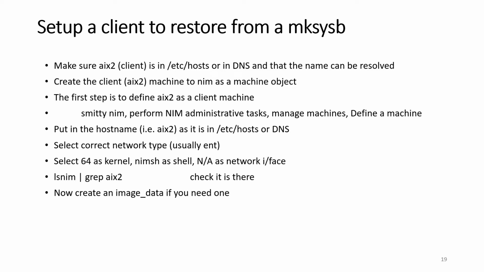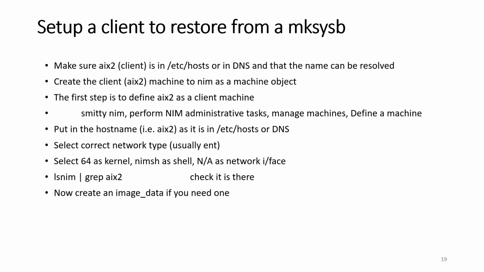In order to set up a client to restore from a mksysb, first of all you have to make sure that the client name is resolvable. So that's either an /etc/hosts entry or DNS. Then you're going to create it as a machine object to NIM, and that's done through administrative tasks, manage machines, define a machine. And when you do that, you'll put in the host name that it resolves to. You'll select the network type. You're going to have a 64-bit kernel, and the shell we use now is nimsh. We no longer use rsh.